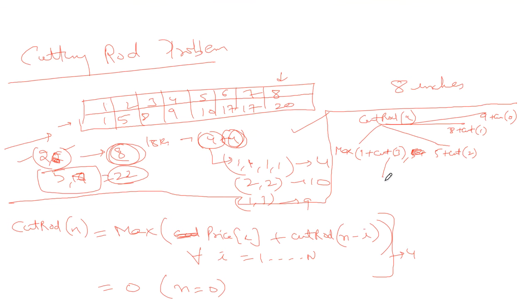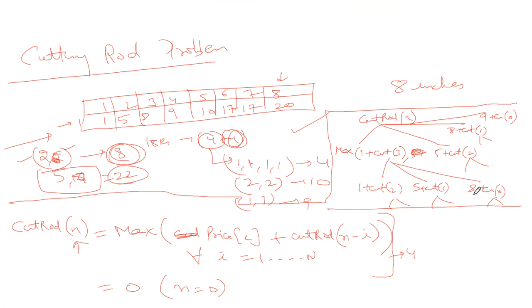And cut rod of 3 will further evaluate to 1 plus cut rod of 2, then 5 plus cut rod of 1, and further 8 plus cut rod of 0, right? And so on for cut rod of 2 and cut rod of 1. This is just for cut rod of 4. We are actually passing cut rod of 8 in our use case. This is just one of the calls I'll be making when doing cut rod of 8.